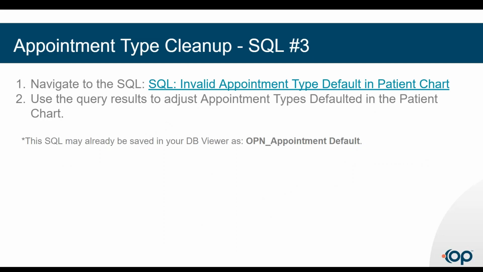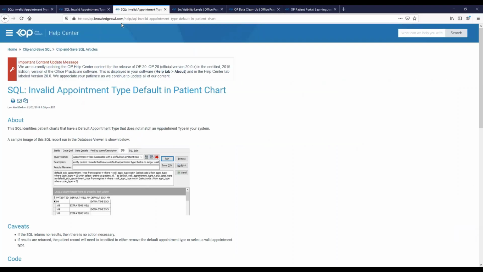Our last SQL that we will be running as part of our appointment type cleanup is our invalid appointment type default in patient chart. Again, I'm following the link that has been included in this slide deck. And this will bring me to our clip and save article for this query.